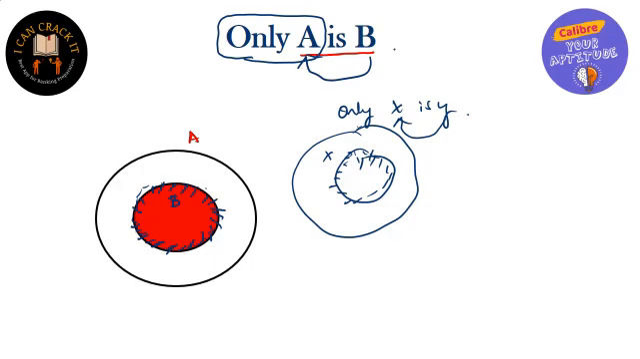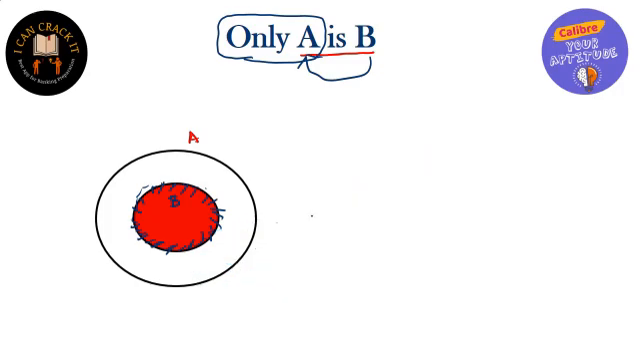And only A is B means all B is inside A, because B has to be protected such that B will not touch with anybody else, right? But understand, A can touch with C, A can touch with D, but this D cannot touch with B. Is that point clear? Okay, now let's answer some basic questions.